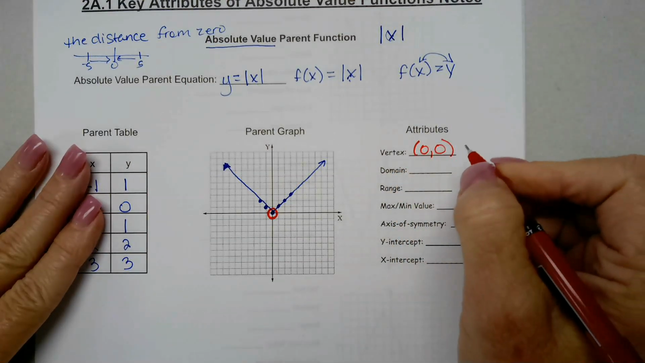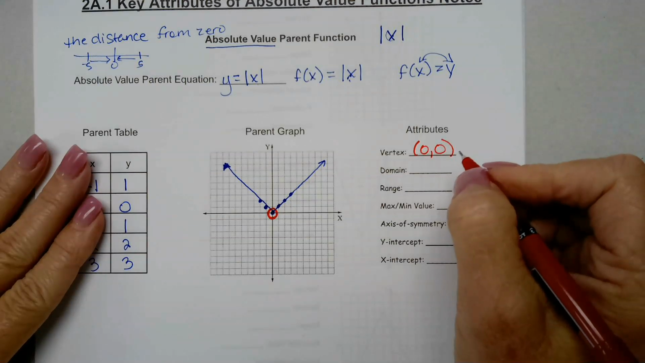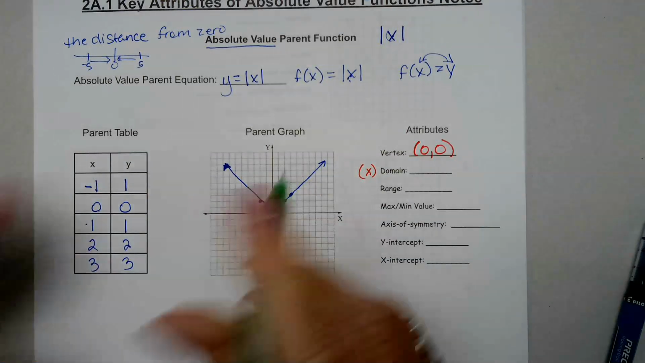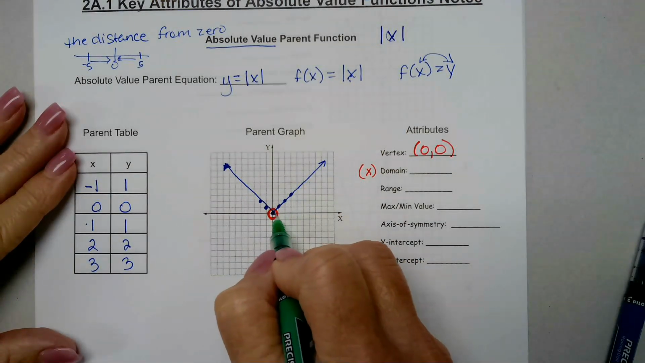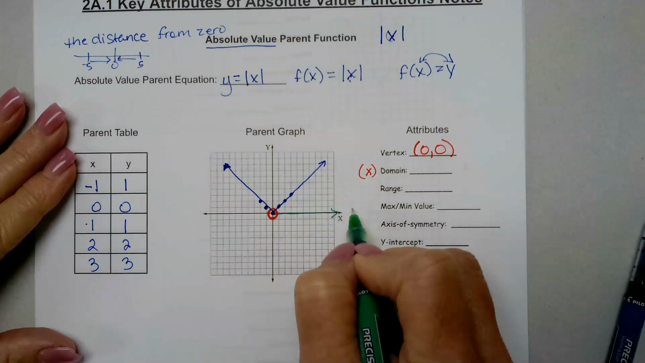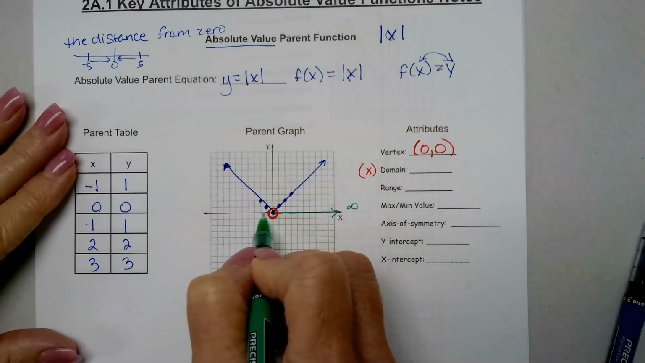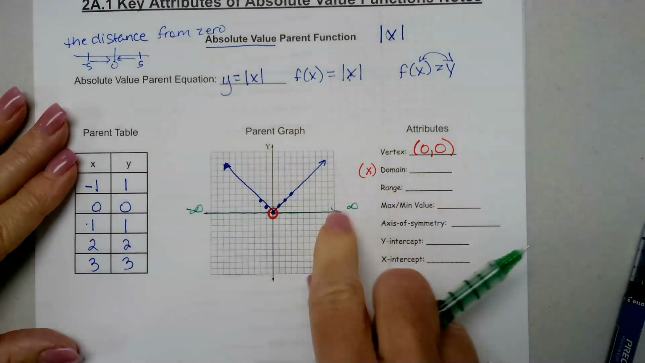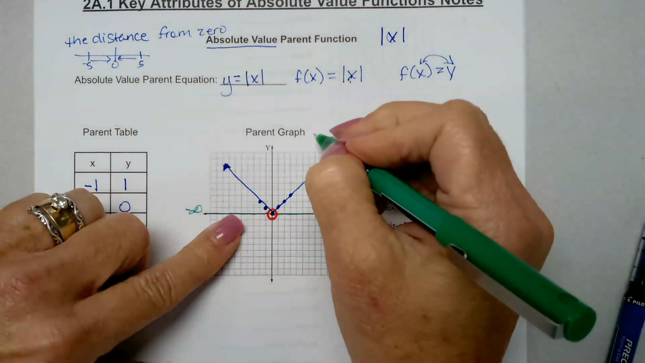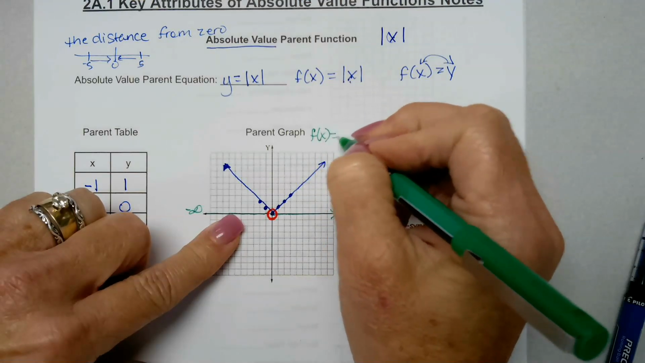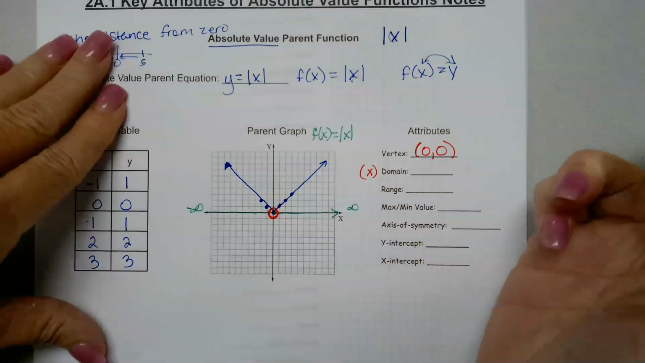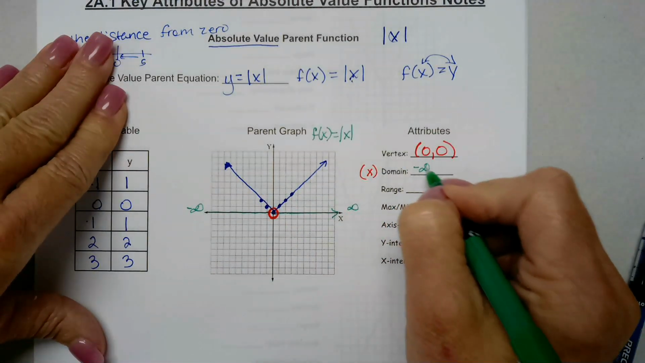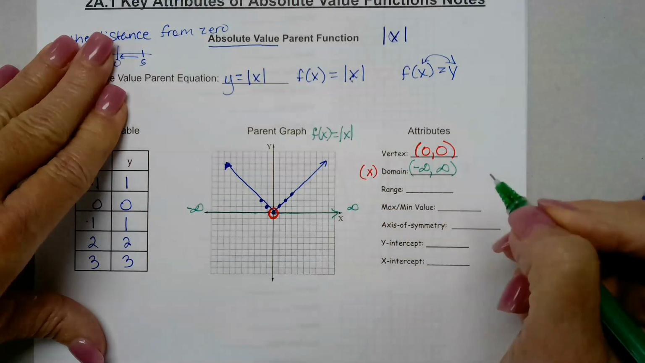Now, our domain is all of our x values, okay? So all of our x values. So we can say, I can plug in any value from here to +infinity. I can plug in any value here from 0 to -infinity. So I can plug in any numbers into the form f of x equals the absolute value of x, and I'll get a result. I'm not limited. So my domain is going to be -infinity to +infinity.